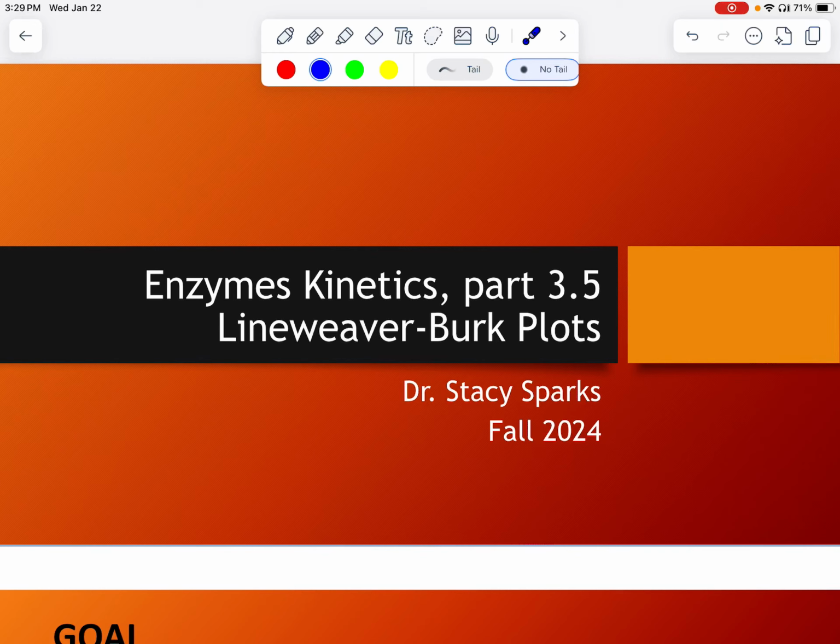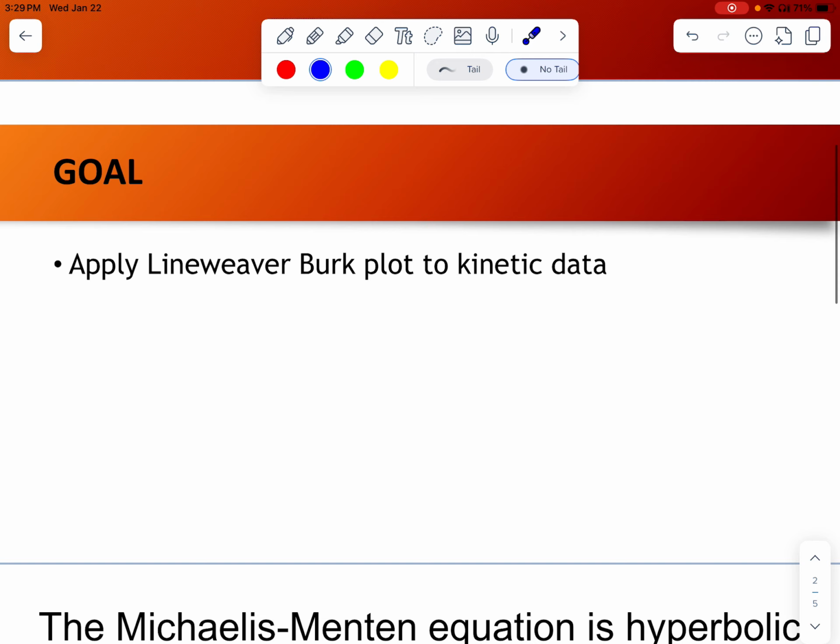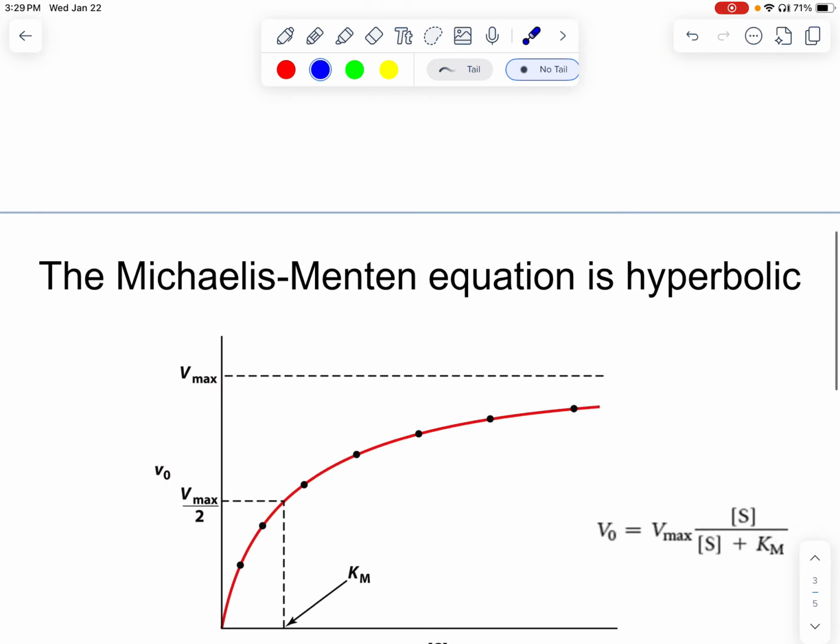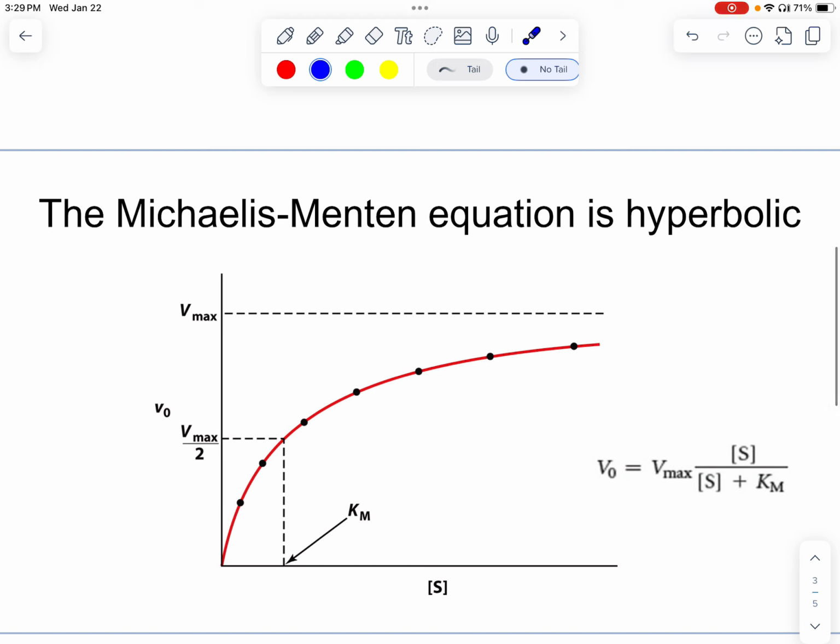In this short video, we just want to talk about one more mathematical treatment of these Michaelis-Menten enzyme equations. And we're going to look at what we call the Lineweaver-Burk plot. If you remember, the Michaelis-Menten equation is hyperbolic. So we have this equation down here in the bottom right, and we can look at the velocity.